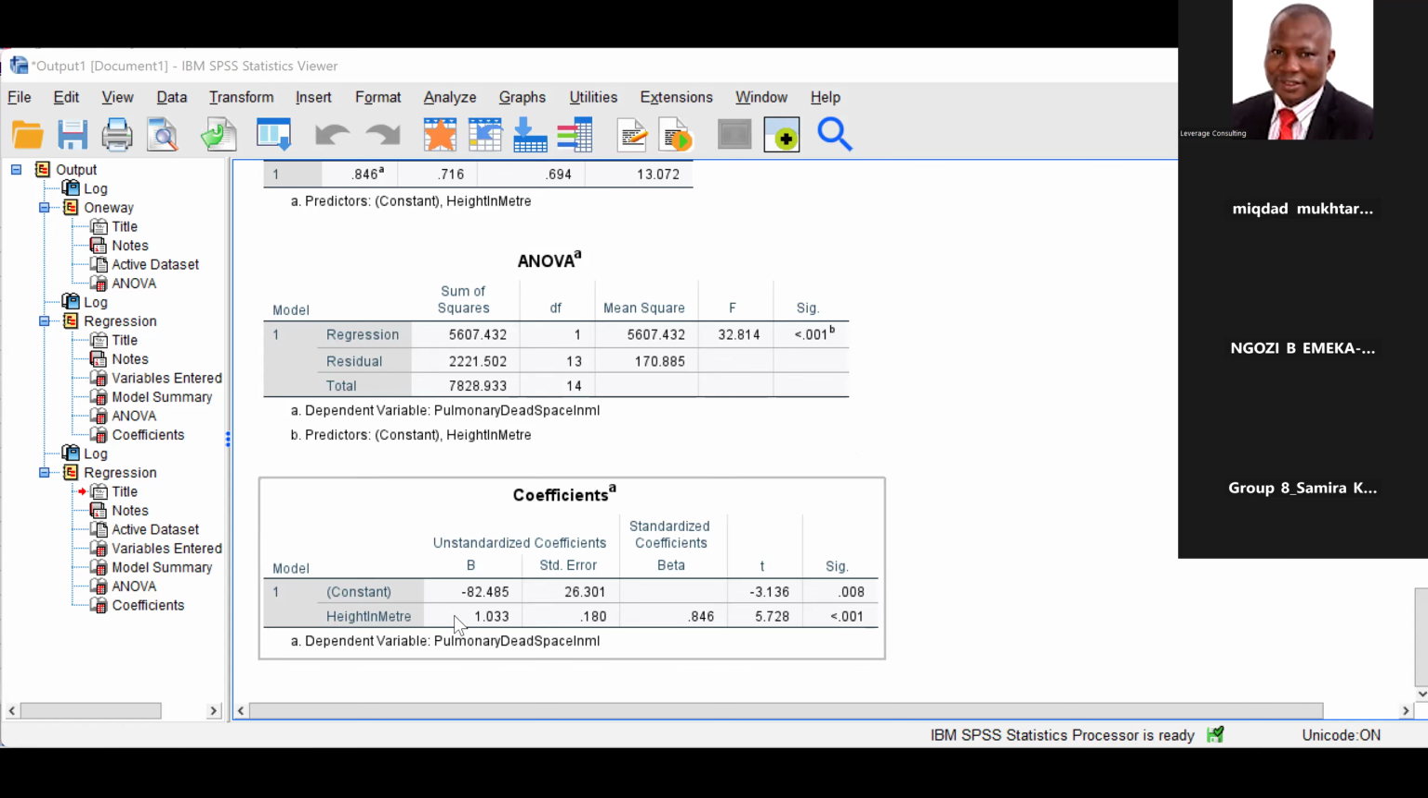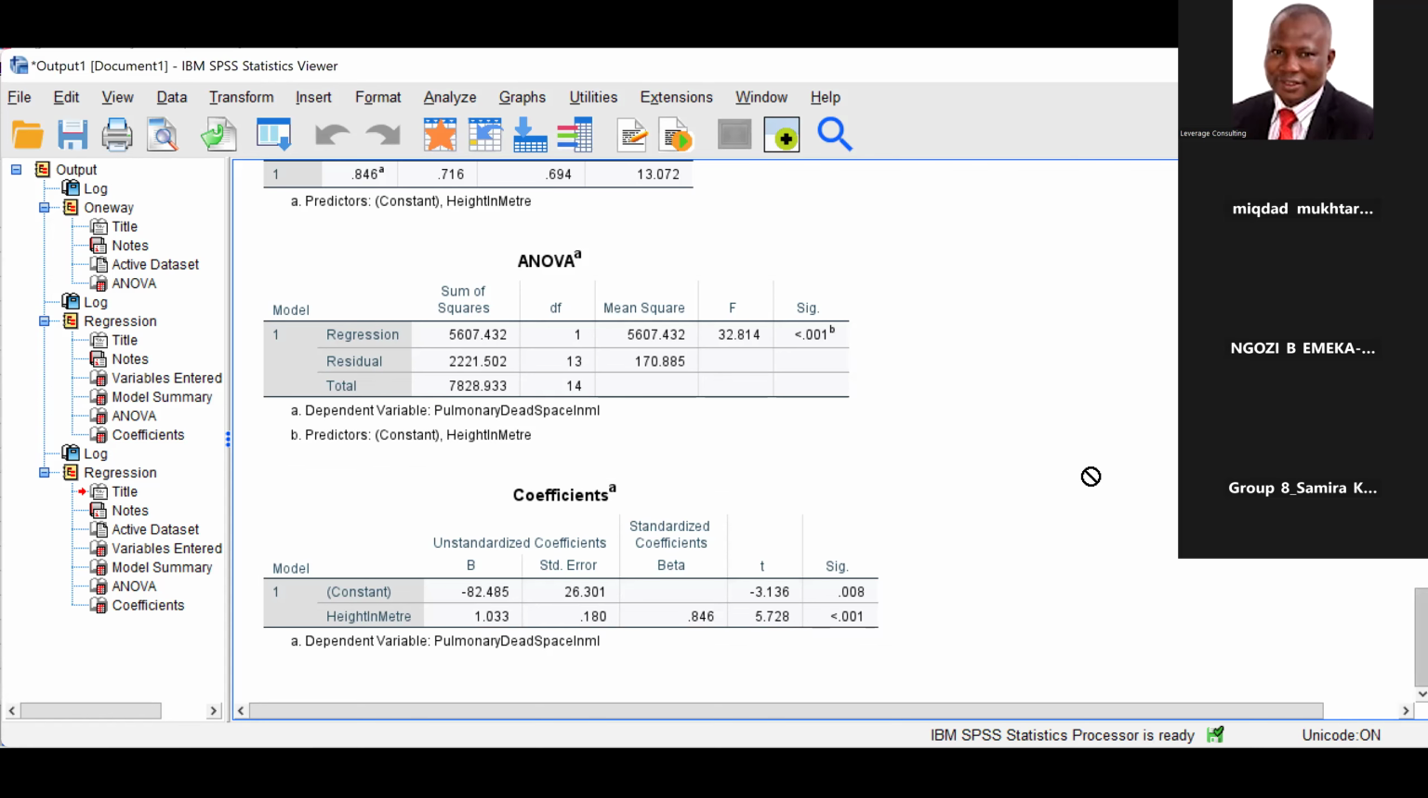So now, the constant here is minus 82.4485, while the B, which is the regression coefficient, is 1.033. So now, there's the other time I showed the T, how you can use T to know if it's significant or not after you have calculated the regression. But actually those ones are not so important.